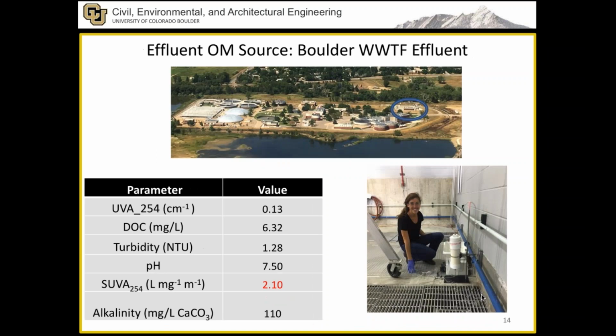And then lastly, for our effluent organic matter source, we went to the Boulder wastewater treatment facility and collected the effluent. You can see in the top photo, the blue circle, that's where the effluent discharges into the creek. Therefore, we set up a recirculating PVC pipe in order to recirculate anthracite to the specific water matrix for 2 weeks. And then we were able to bring that back to the lab as well as water to run the test. And this water had a SUVA of 2.1 liters per milligram per meter.